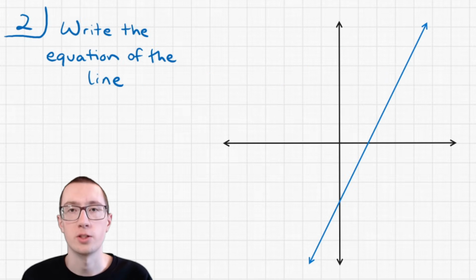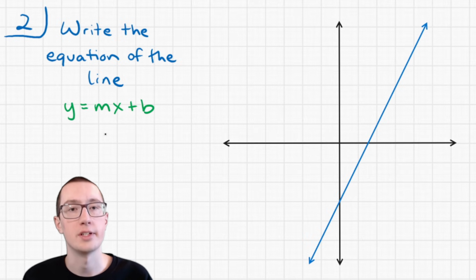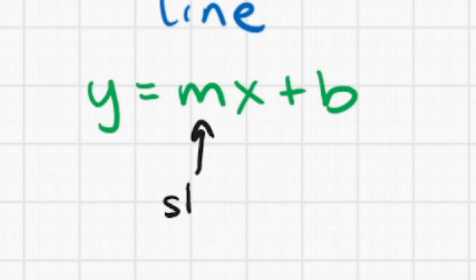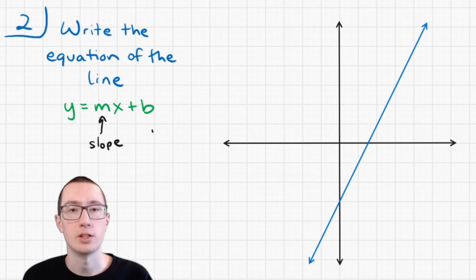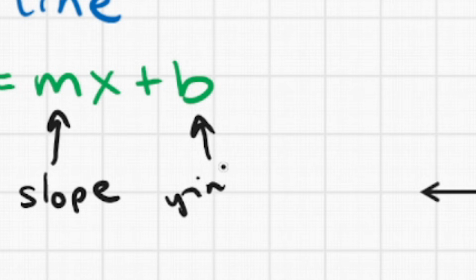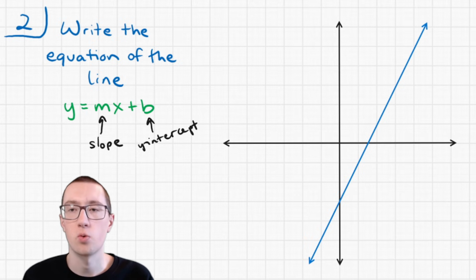All right, so the form for a straight line, and this is really important to know, so make sure you've got this down, is y equals mx plus b. And these are the dumbest letters in the world because m stands for slope, and b stands for y-intercept. So basically, to find the equation of this line, we just need to find out the slope and the y-intercept. So what are the slope and the y-intercept?